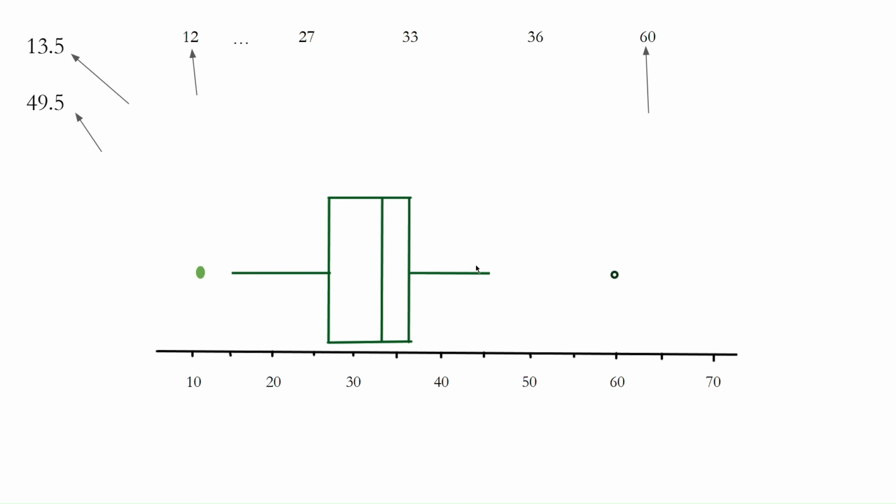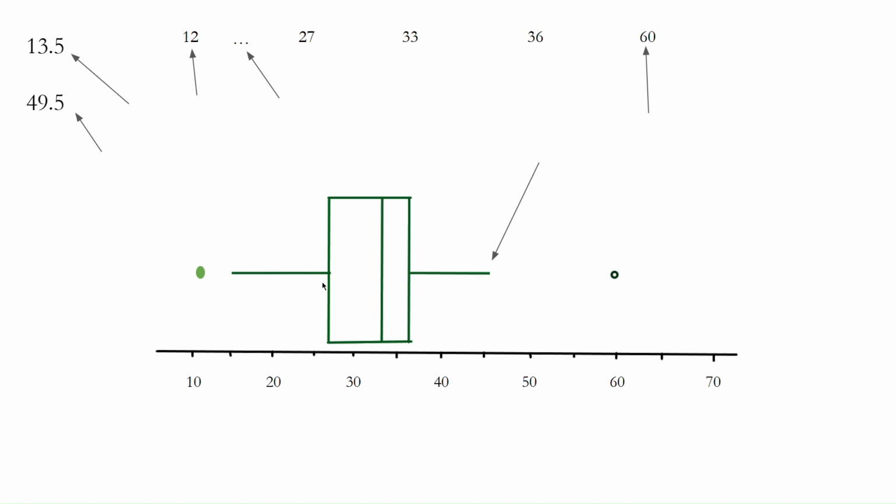So the next question you have is, when does this whisker end? And it's actually very simple. These 5 numbers are not the only numbers in the whole data set. There are a lot of numbers in between them. Look for the smallest number that's bigger than 13.5 and the biggest number that's smaller than 49.5. That's where the whiskers end. So in our case, the biggest number that's smaller than 49.5 is, I would say, 46, somewhere around there. And the smallest number that's bigger than 13.5 is, in our case, around 15. So that's how you graph a modified box plot.